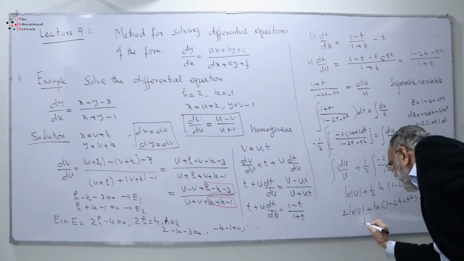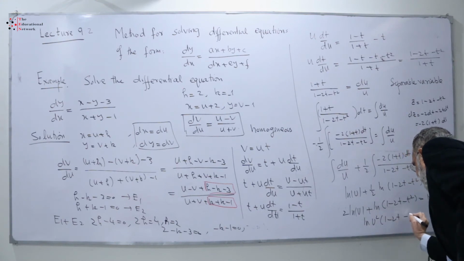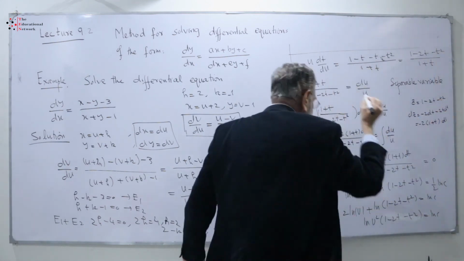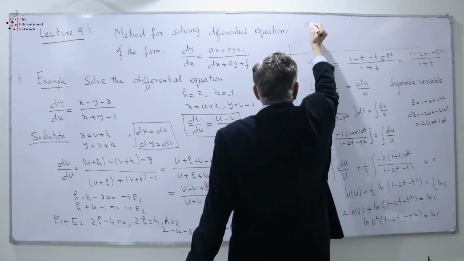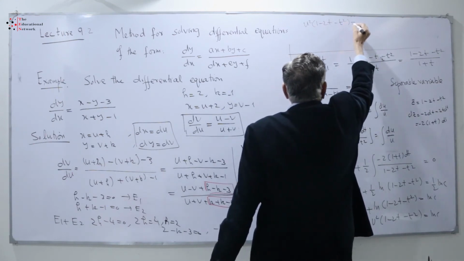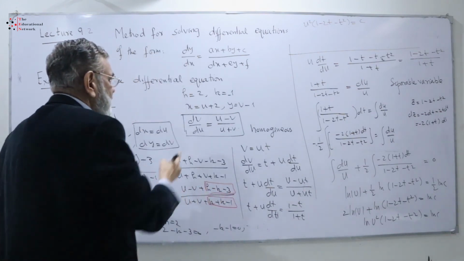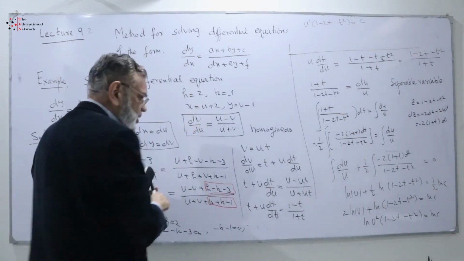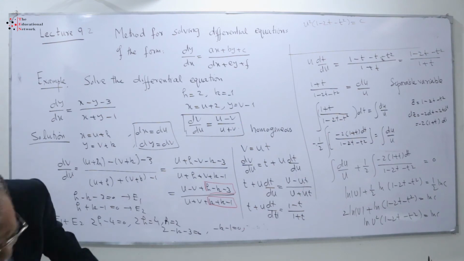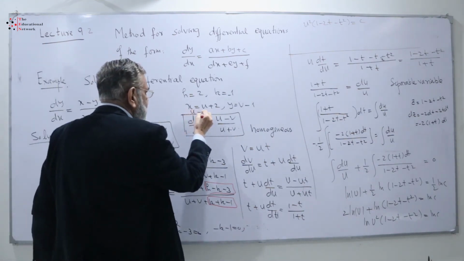We can write this as ln of u square into 1 minus 2t minus t square is equal to ln of c. I get u square into 1 minus 2t minus t square is equal to constant c. Now we are having the value of u. What is the value of u? From this equation I can just extract my value of u. My value of u is x minus 2.